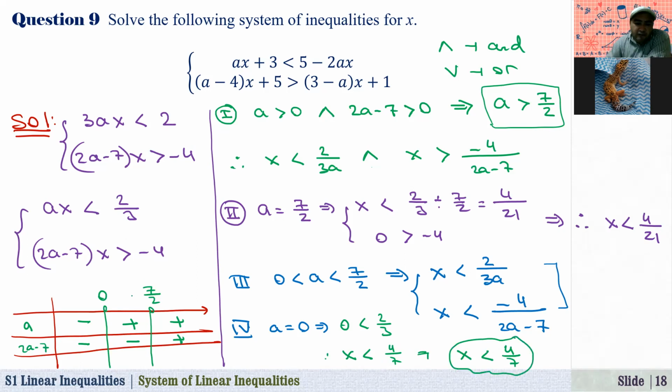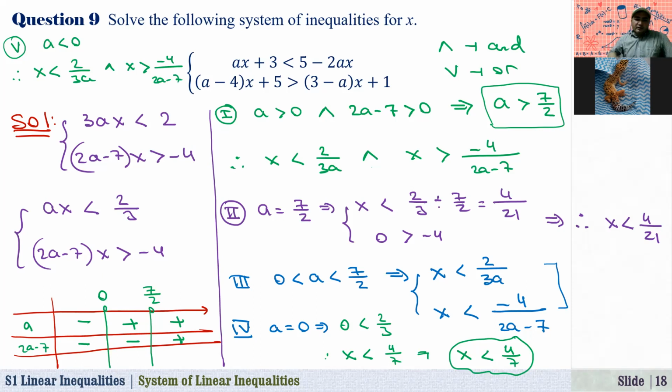And the last one, how about actually the fifth one? Unfortunately, I have to write it here. Okay, how about actually A is less than 0, right? If A is less than 0, both will be negative. If A is less than 0, the solution will be X is less than 2/3A, and X is greater than minus 4/2A minus 7. Okay, so this will be the solution.